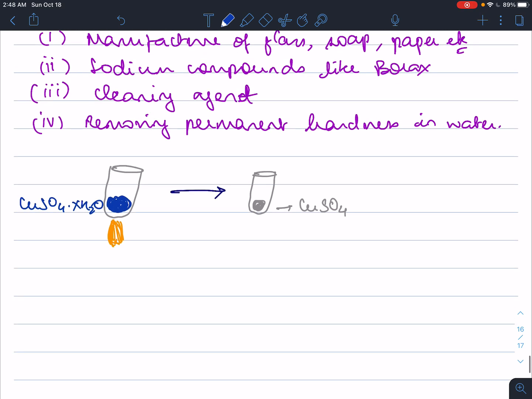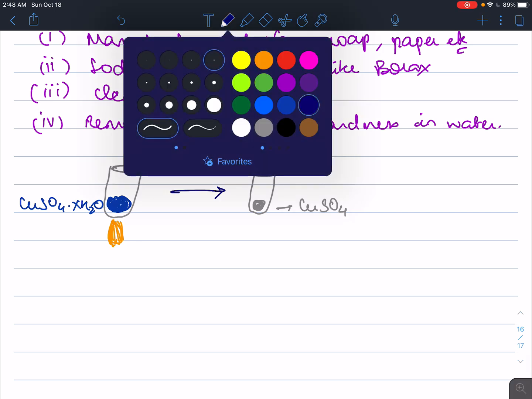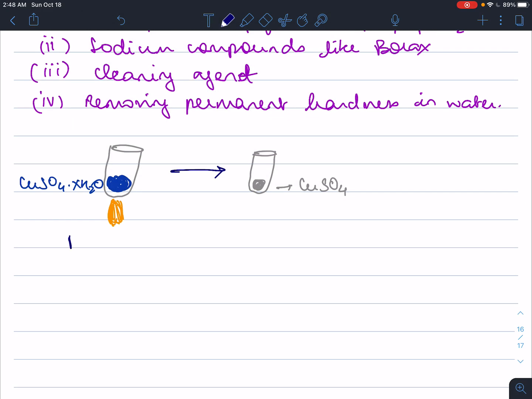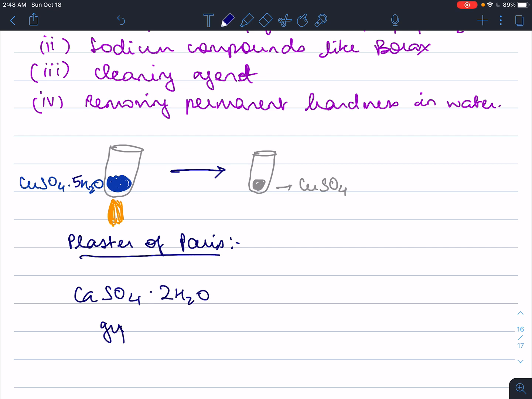Okay. Another example that we would like to speak about is plaster of Paris. All right. Now plaster of Paris is made from gypsum. Gypsum is calcium sulfate. Please note, this is calcium. Okay, this is 5H2O, just so that you know. Calcium and copper, they're two different compounds. This is copper sulfate. This is calcium sulfate. Calcium sulfate dot 2H2O is gypsum. It's a mineral of calcium.